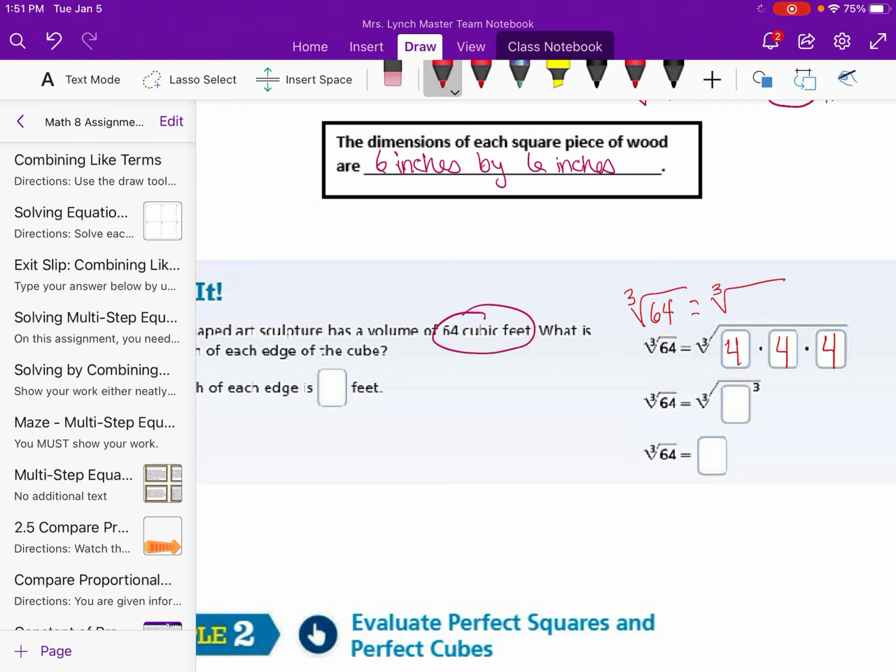Which again, when you have all of the same thing, you can squish it together and give it an exponent. And since there were 3 of them, it has a 3. So 4 cubed. And again, your final step is, since you had 3 number 4s, and you're doing the cubed root, they cancel each other out, and your final answer is just 4. So that means the length of each edge or each side is going to be 4 feet on that cube. So there's cube roots.